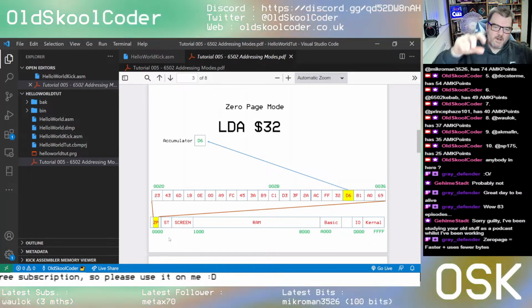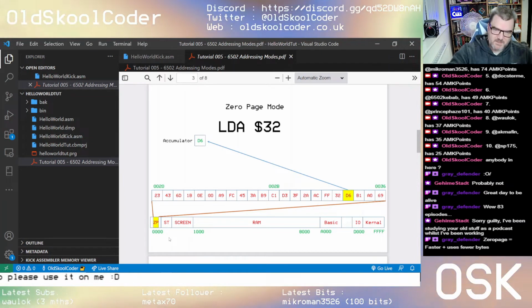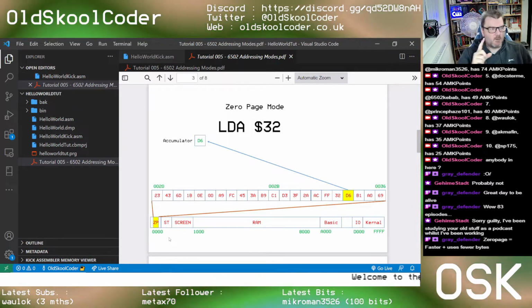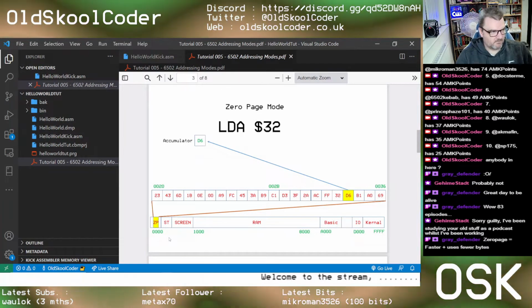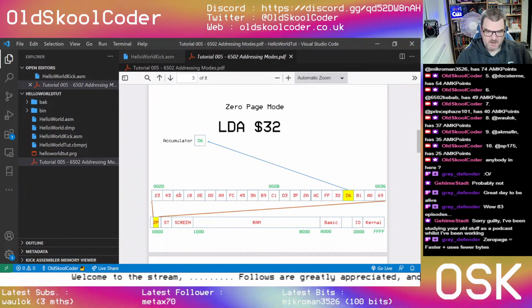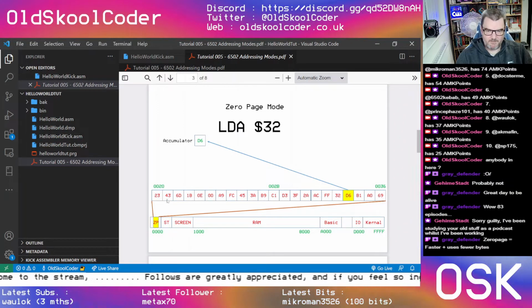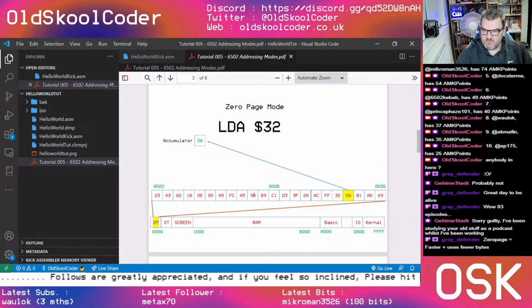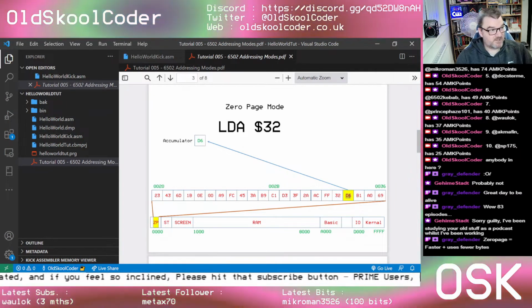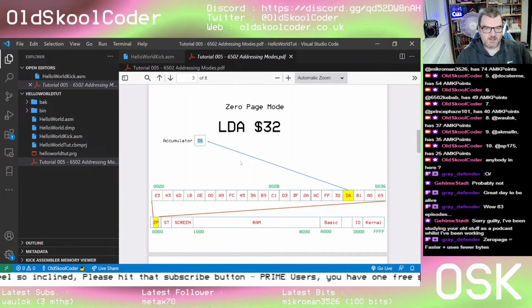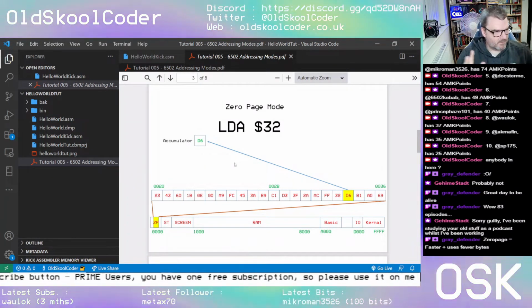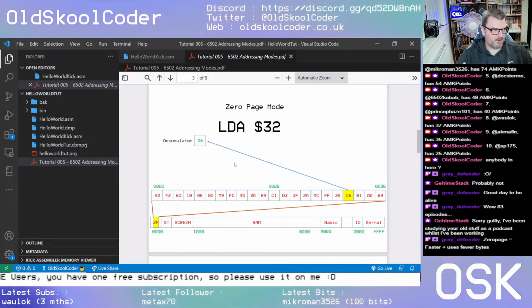So what you're telling the CPU is: load the accumulator with the 0 page location 32. It goes to the 0 page location, which is this bit. I've expanded part of it out. It looks at 32, which is $20, which is here, and loads D6, which is in that memory location, into the accumulator. And that is all it does. Simple as that. You can't get much simpler than that.